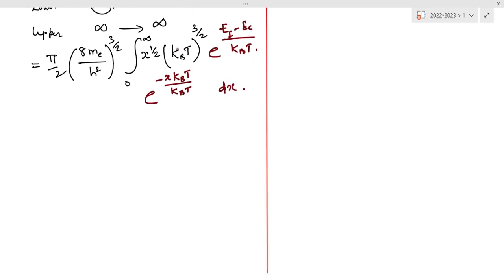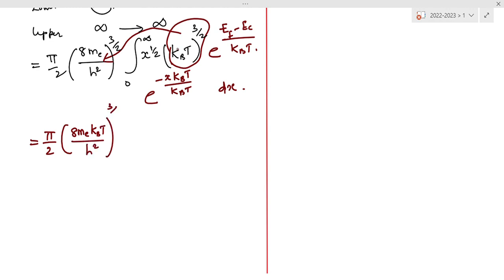Now this (kBT) power 3 by 2 is taken towards 8 me by h square. So consolidating, pi by 2 into (8 me kBT by h square) the whole power 3 by 2. Also, x values should be within the integral sign, and other than x values, like e power (EF minus EC) by kBT, can be taken out of the integration. So e power (EF minus EC) by kBT, then integral 0 to infinity.